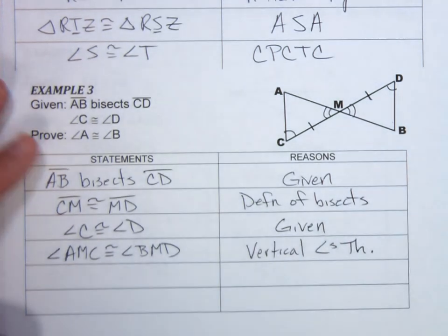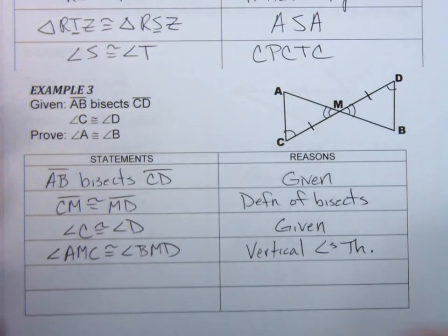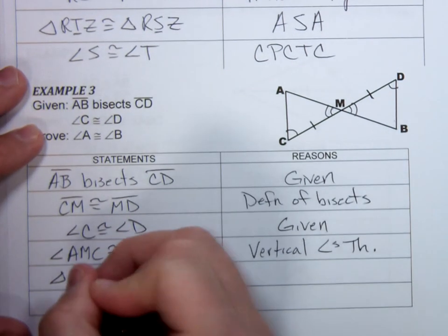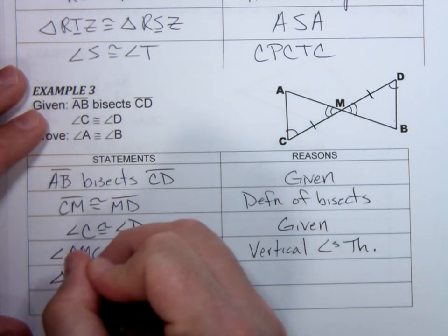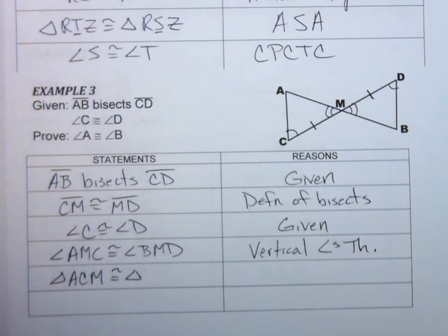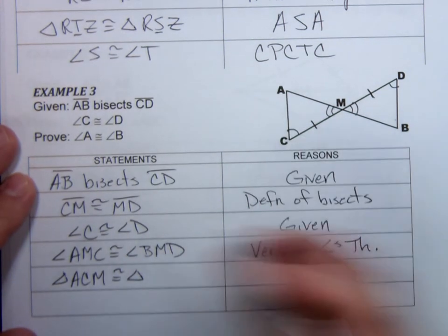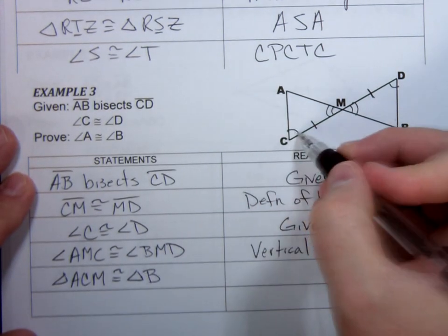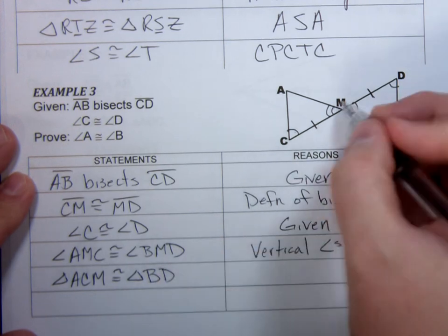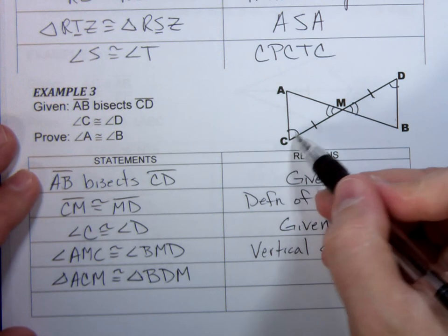And now I have three congruencies. So if it's the right three congruencies, I can say the triangles are congruent by angle, side, angle. I can prove these triangles are congruent. So I'm going to say triangle ACM. Remember, I can name that first triangle in any order I want. But then I got to make sure the other triangle is in corresponding order. So the A corresponds with B. The C corresponds with D. And the M's correspond. So those triangles are congruent, again, by angle, side, angle.